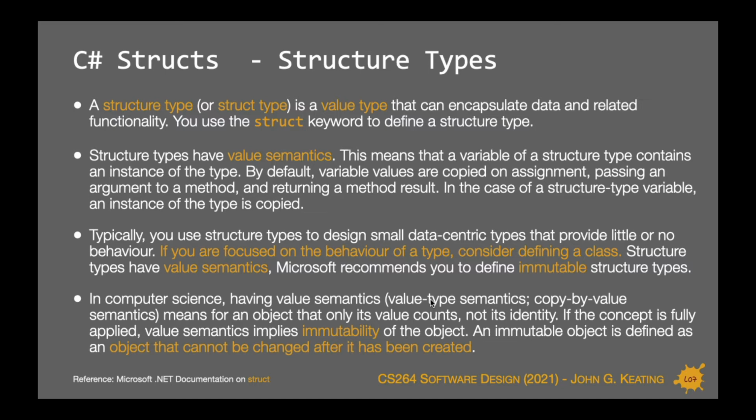Have you come across this in other courses at all? No? Yes? Compilers, any of that stuff? No? Okay. It's just something to think about. It's quite philosophical in a way. So it means that only the value counts, not the identity. If the concept is fully applied, value semantics implies immutability for that object. An immutable object is defined as an object that can't be changed after it's been created.